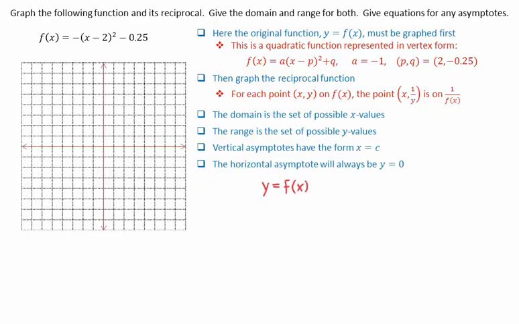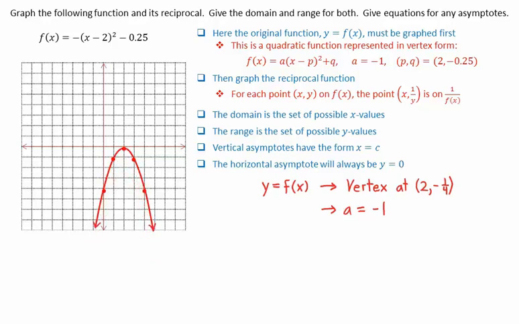First of all, let's look at the original function y equals f of x. The vertex is at the point (2, -1/4). The a value is -1. This means that the graph opens downwards and is congruent to the graph of y equals x squared. This means that as we go over 1, either left or right from the vertex, we would go down 1. As we go left or right by 2 units, we would have to go down by 4 units.